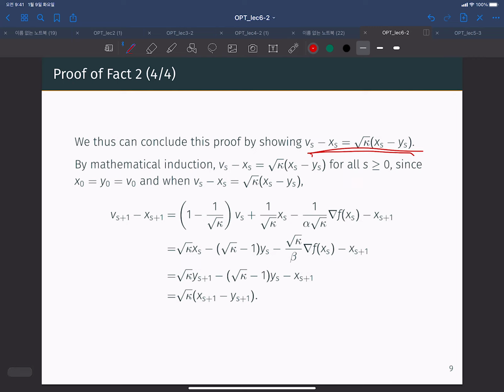Okay, so by mathematical induction, we can show this: v_s minus x_s equals square root of kappa times (x_s minus y_s). We can easily compute that x_0 equals y_0 equals v_0 from the definition. And when we assume v_s minus x_s is equal to this, then from the definition of v_{s+1}, we can easily check this inequality. So nothing difficult here. You just need to remember that kappa is equal to beta over alpha. Everything is just trivial. But this is the most important equality.